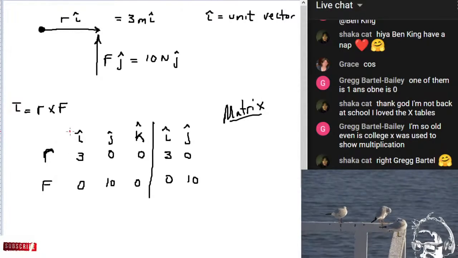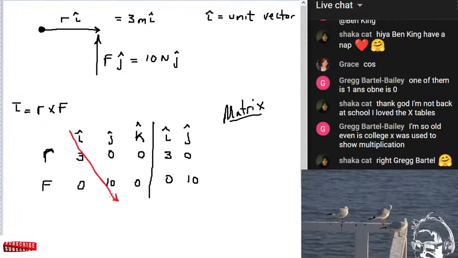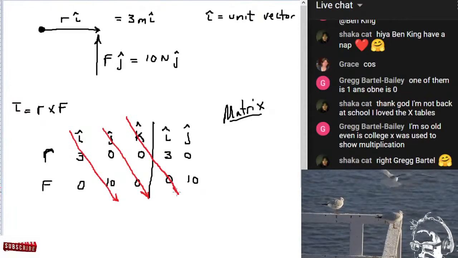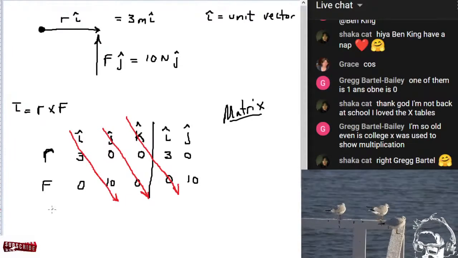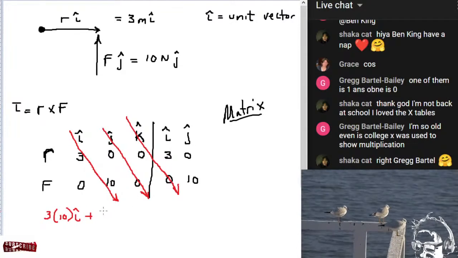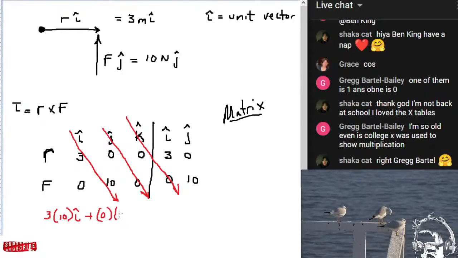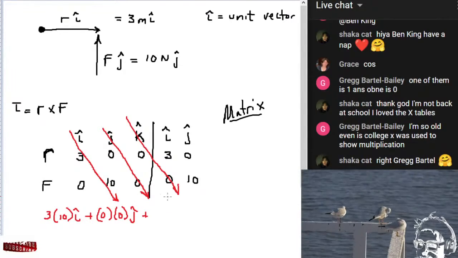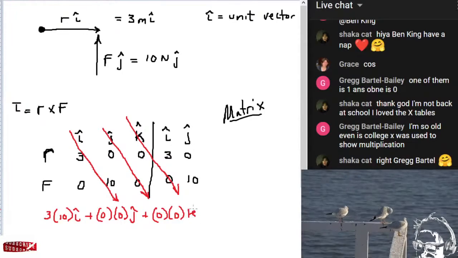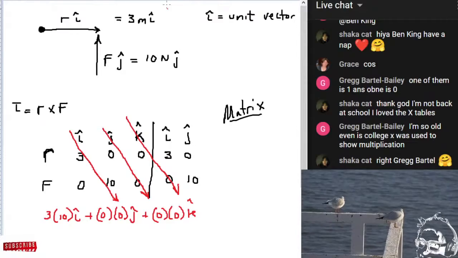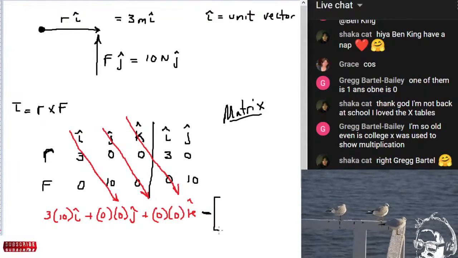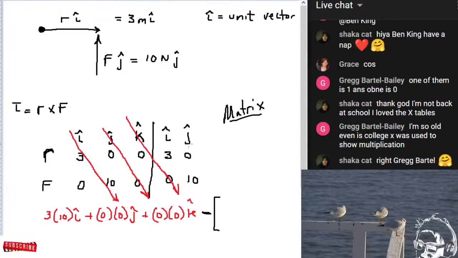So what we do now is we diagonally multiply like this and add those values together. So we get 3 times 10 I hat plus 0 times 0 J hat plus 0 times 0 K hat. And then we subtract the values going the other way. Put big brackets there.